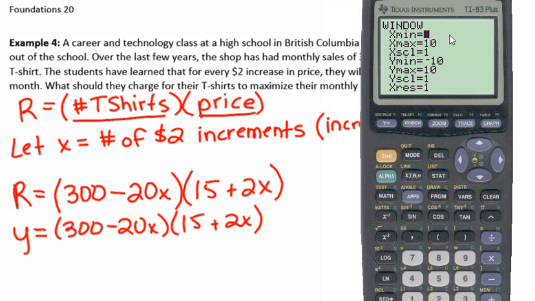X minimum would be 0. Again, I can't have a negative increase or decrease. Y is going to be how much I make, so let's leave that at 0. So my Y max is what I had said. Let's try that to be 5,000. And an X max, let's just try 10 right now, because that's the number of increases. We might not increase 10 times. So let's try this to see what we can see.